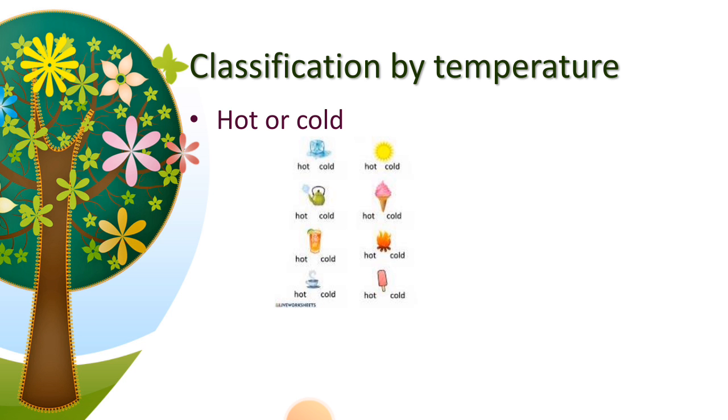Then classification by temperature is either hot or cold. Look at the picture here. The ice, is it hot or cold? Cold. Sun, is it hot or cold? Hot. The boiling water in the kettle, is it hot or cold? Hot. The ice cream, is it hot or cold? Cold. The beer, is it hot or cold? Cold. The fire, is it hot or cold? Hot. And what's there? The tea in the teacup, is it hot or cold? Of course, it is hot. So these are some examples of things that are either hot or cold.